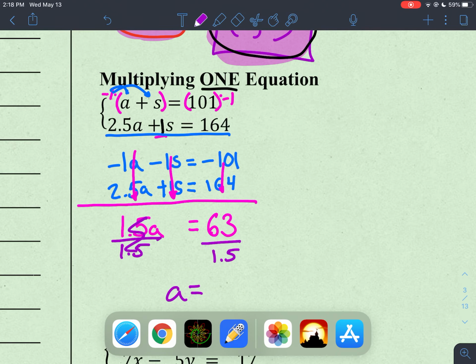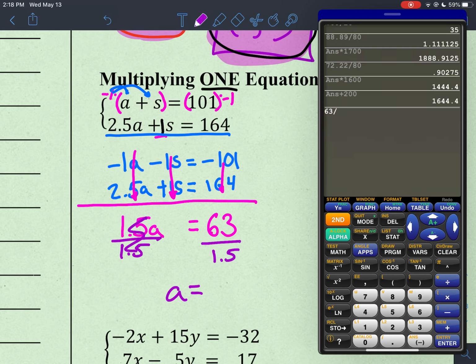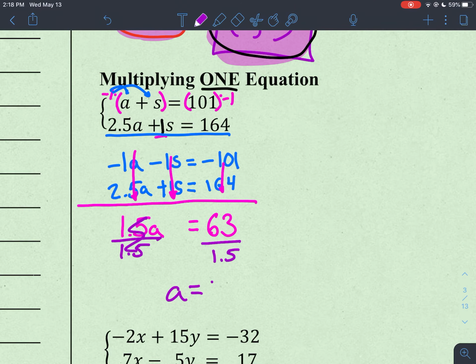Pull up the calculator. I've got 63 divided by 1.5, and that's going to end up being 42. So I know that my A is 42.